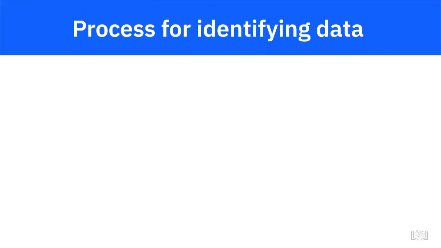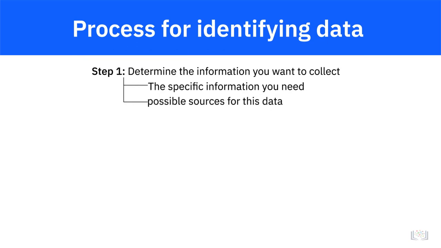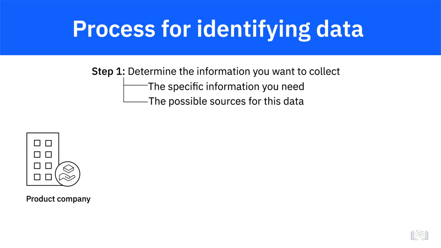The process of identifying data begins by determining the information you want to collect. In this step, you make decisions regarding the specific information you need and the possible sources for this data. Your goals determine the answers to these questions. Let's take the example of a product company that wants to create targeted marketing campaigns based on the age group that buys their products the most.